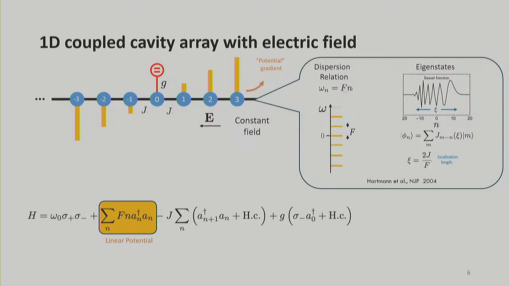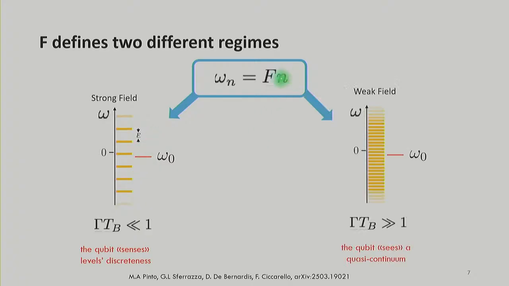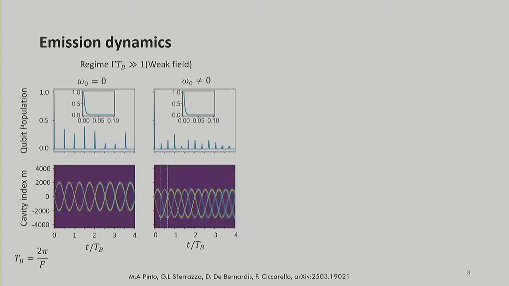So, as you can see, since f controls the distance between the levels, f will define two different regimes in our lattice. We can have a strong field regime, where our emitter, the qubit, sees the discrete levels, and we can have a weak field regime, where our emitter still sees discrete levels, but the levels are so close that it sees a quasi-continuum, right? So let's see now the emission dynamics in each one of these regimes.